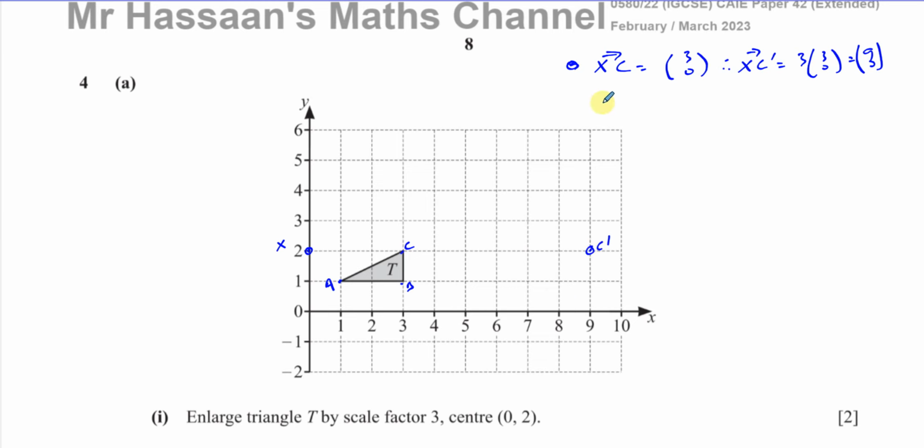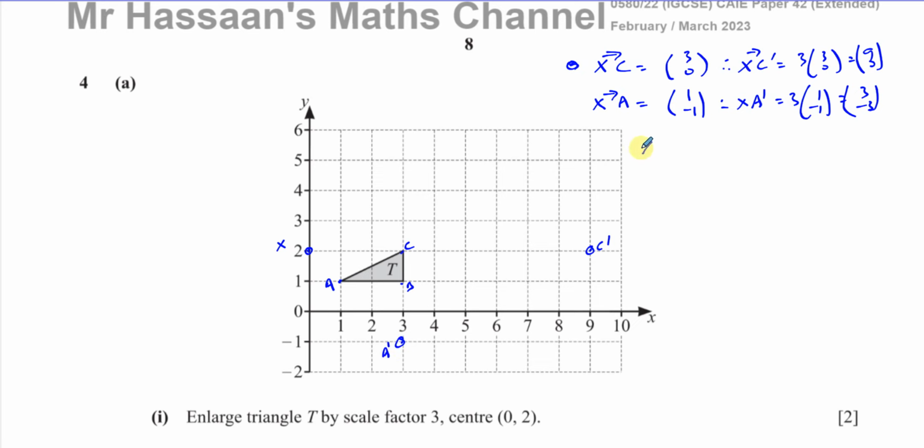And if I look at the vector that takes me from X to A, it's 1, minus 1: 1 across to the right, minus 1 down. Therefore, X to A dash is going to be 3 times that, 1, minus 1, which is 3 and negative 3. So you've got to go 3 to the right and 3 down. So you're going to end up over here. So A dash will be over here. That's going to be the image of A.